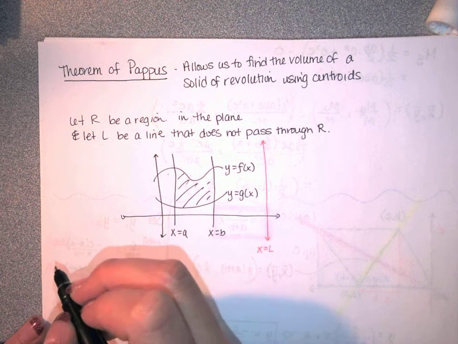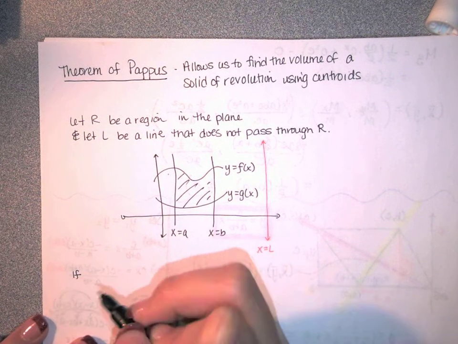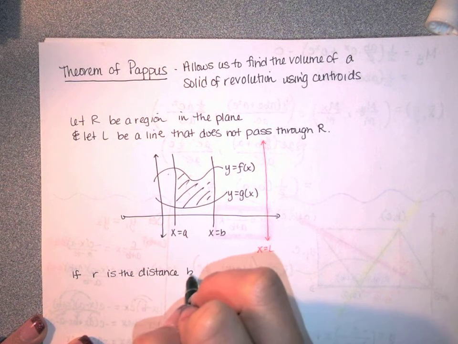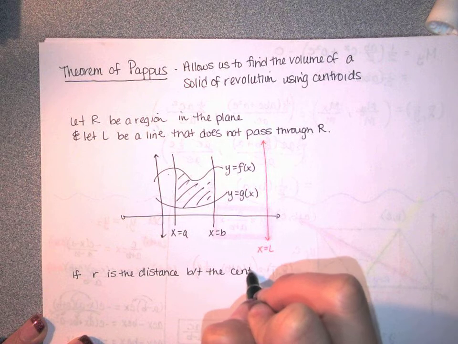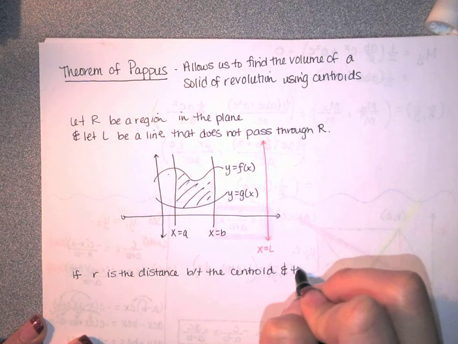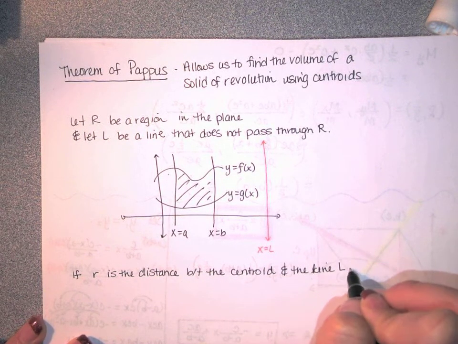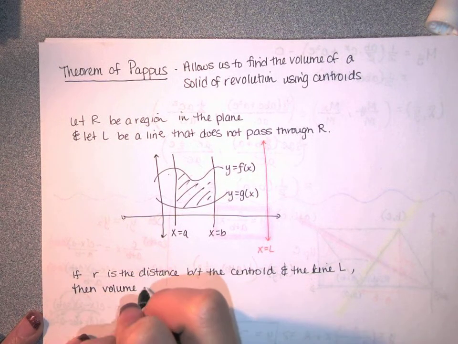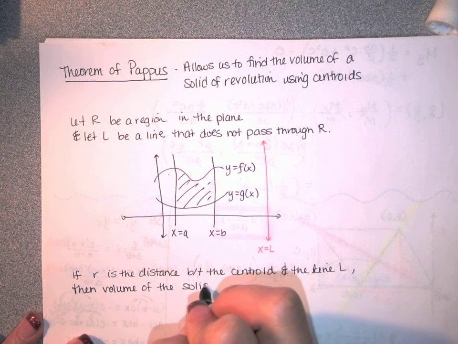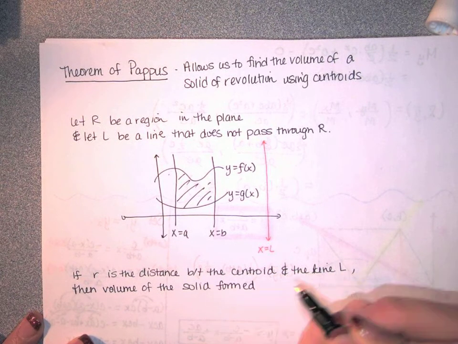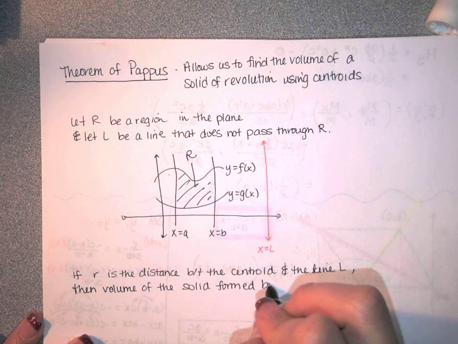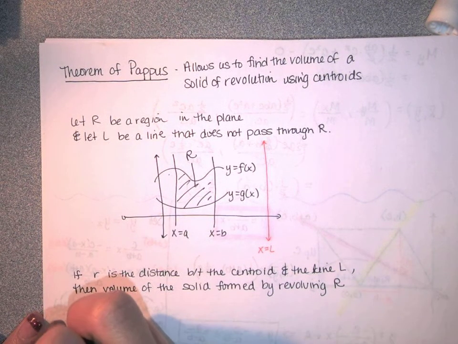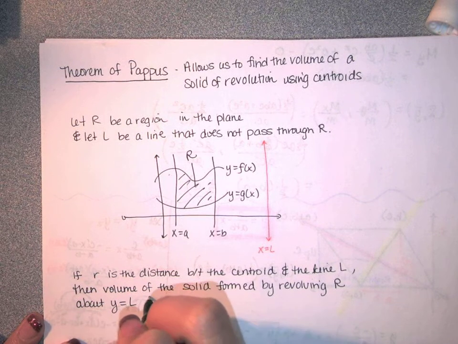Now here's the rest. It says, if R is the distance between the centroid of the region and the line L, then the volume of the solid of revolution formed by rotating the region R, or revolving the region R about the line y equals L, is given by the following.